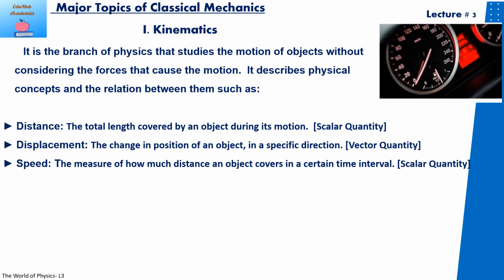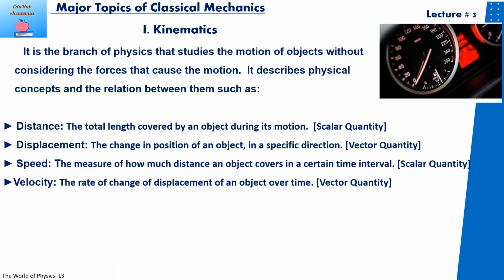Speed, which is another scalar quantity, is the measure of how much distance an object covers in a certain time interval. As we said, it's a scalar quantity. You don't need to specify the direction over here. However, in velocity, direction is important. Your starting point, your ending point, and the rate of change of displacement of an object over time from a starting point to an end point, which means heading in a specific direction. So that's why we call it a vector quantity.